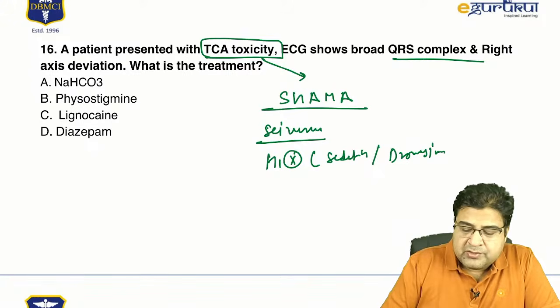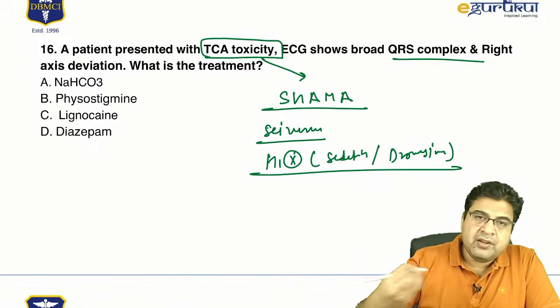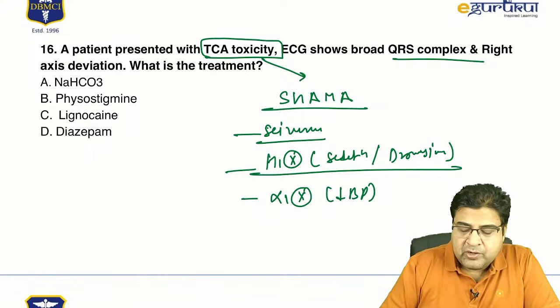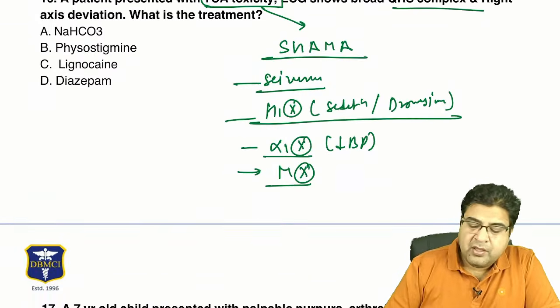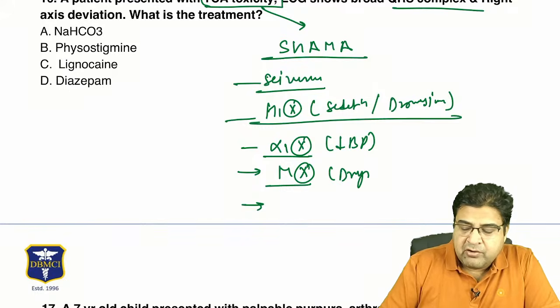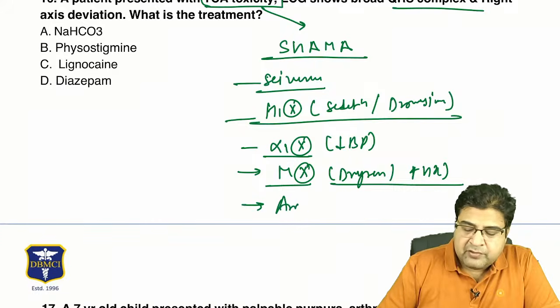So the patient is in a very drowsy type of state. The patient can have alpha blocking property. The patient can have hypotension. The patient can also have the muscarinic blocking property. The patient can have anticholinergic symptoms like dryness and tachycardia. The patient can also have arrhythmia, like QT prolongation given in this MCQ.